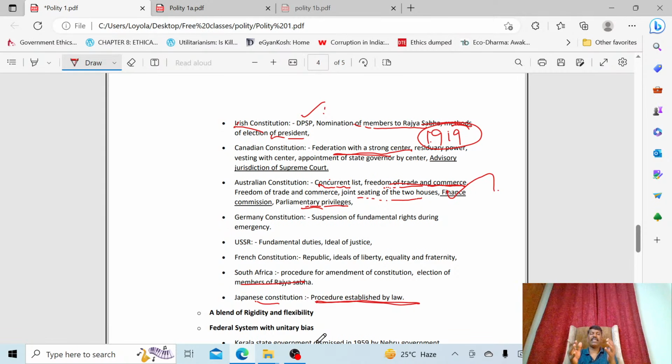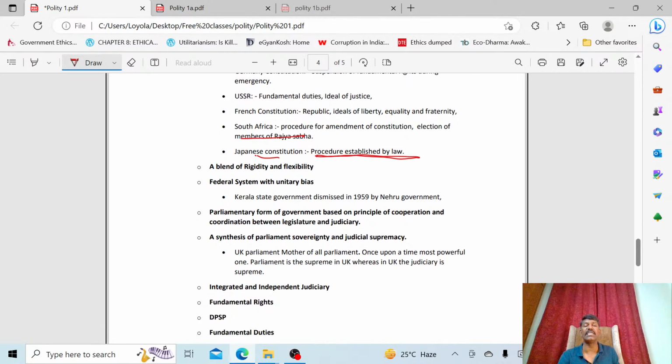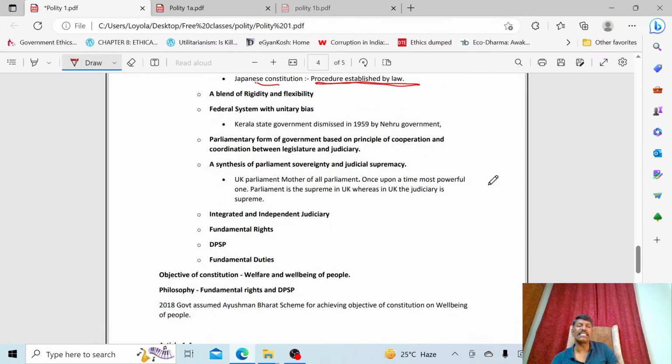In this manner, we can get an idea of how, from various sources, we got various methods. On the basis of this idea only, this constitution is a salient feature: the best method from the best country we borrowed from. Then some other features, like the blend of rigidity and flexibility. In some places it is very rigid, you cannot touch it. In some places you can very easily change it.